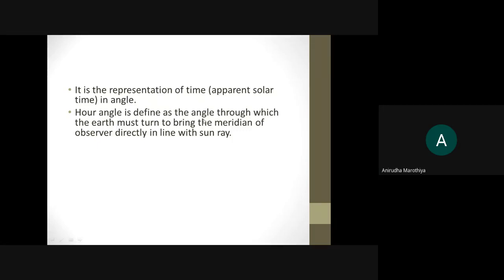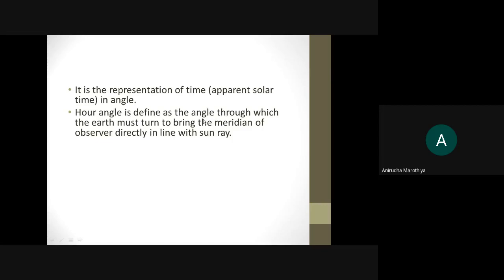It is defined as the angle through which the earth must turn to bring the meridian, मतलब the circle which is obtained by joining all possible lines of longitude, that is nothing but meridian. So it is defined as the angle through which the earth must turn to bring the meridian of observer directly in line with the sun.